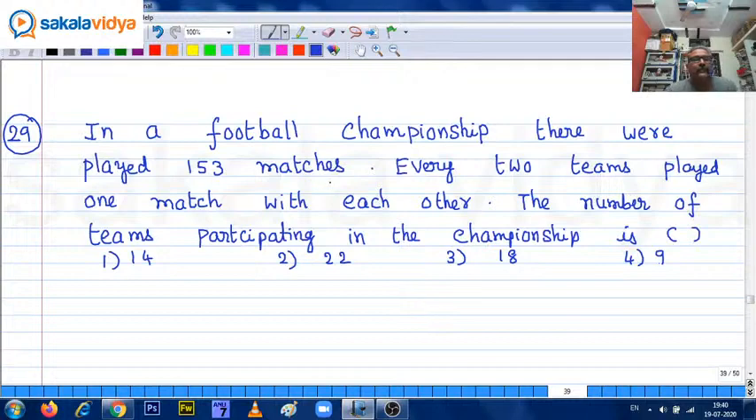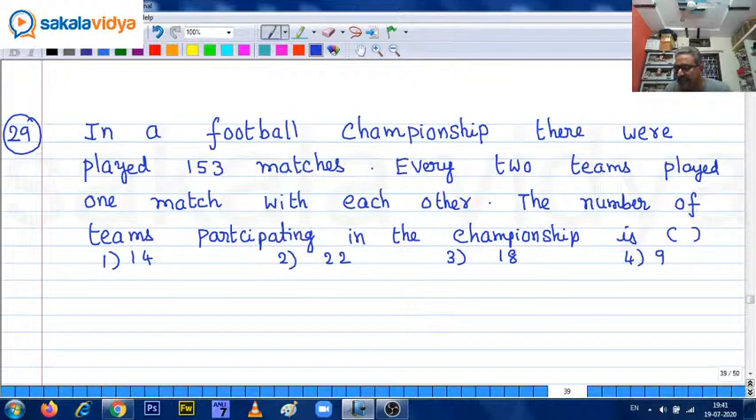Number of matches were played by the teams is 153 matches. So then we need to find out the number of teams which were participated in this particular football championship. So this is the best example for how mathematics can be applied in sports also. Generally, when any sports event takes place, they use this formula itself only.